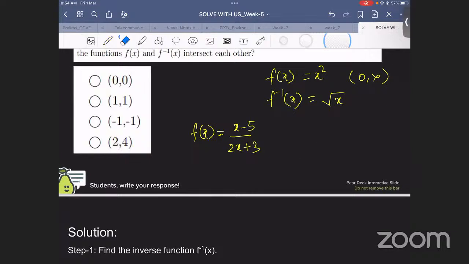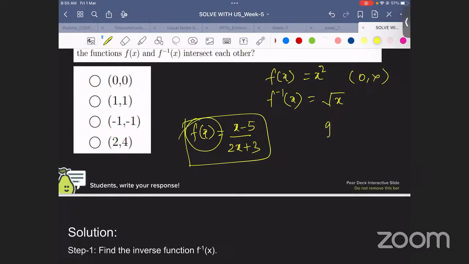I'll just solve it directly. First of all, you won't be asked this type of question. Also, you'll be given f(x) and then given g(x), and asked to tell whether g(x) is the inverse of f(x) or not. Okay.